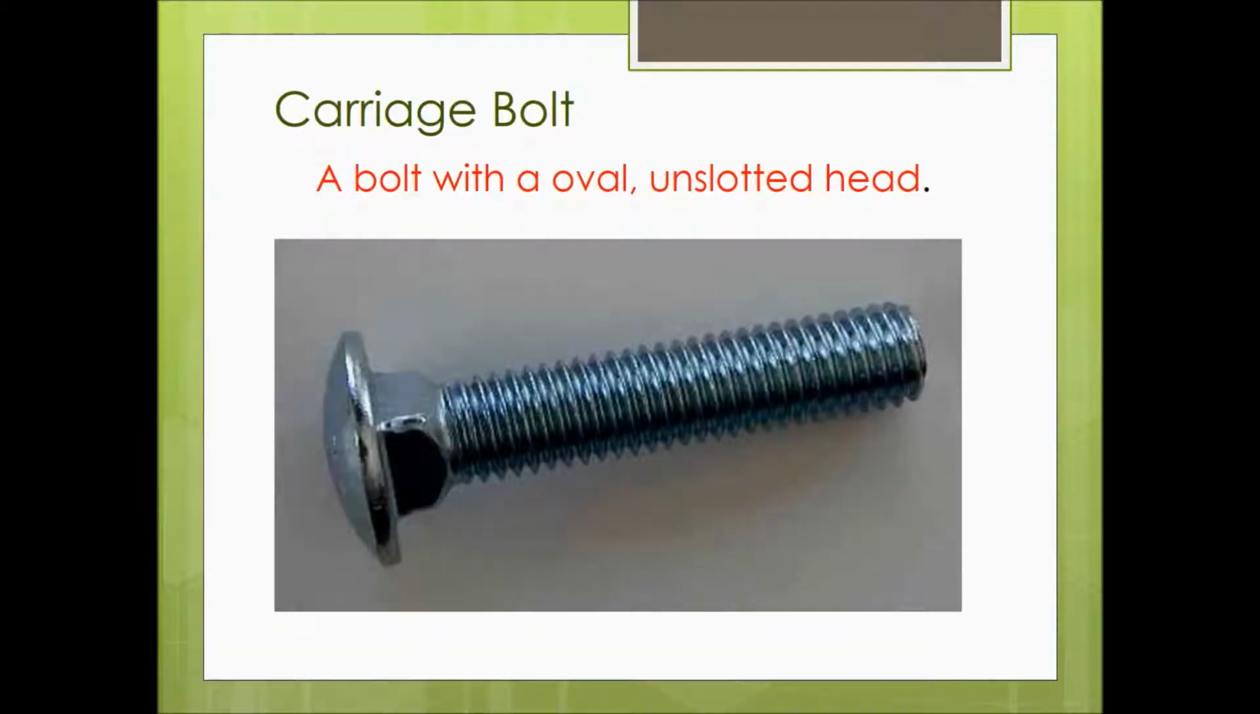This is a carriage bolt. You can see that the head on this is rounded, and that's just to make it a little bit prettier. That's meant to be exposed. So if you had to define a carriage bolt with words, we're going to say a bolt with an oval and unslotted head.